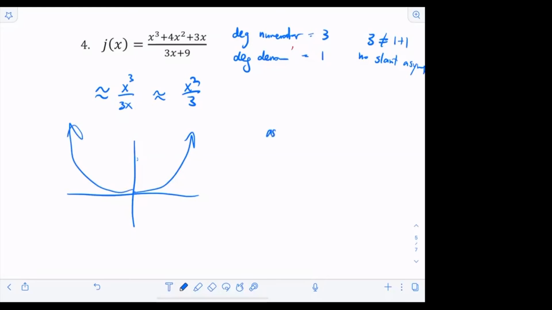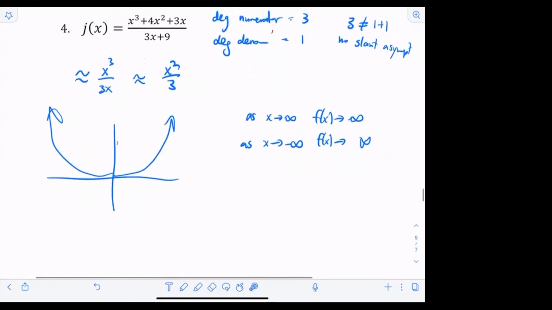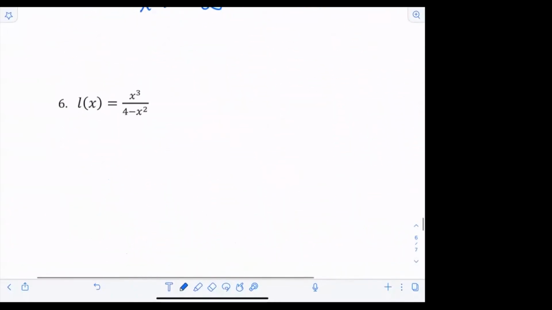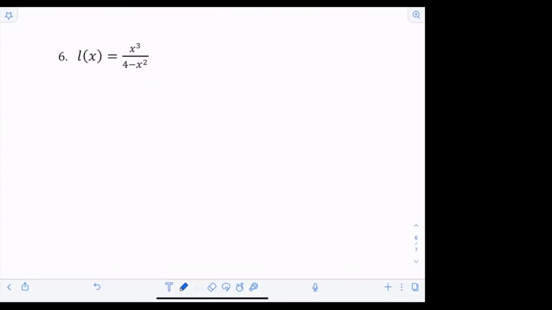So we would say, as x goes to infinity, f of x goes to infinity. As x goes to negative infinity, f of x goes to positive infinity. Goes up like this and up like this. Now you can do it officially by taking the limit. So maybe I should show you that, but I'll show you that after, because I want to talk about slant asymptotes. So let's take a look at example 6.